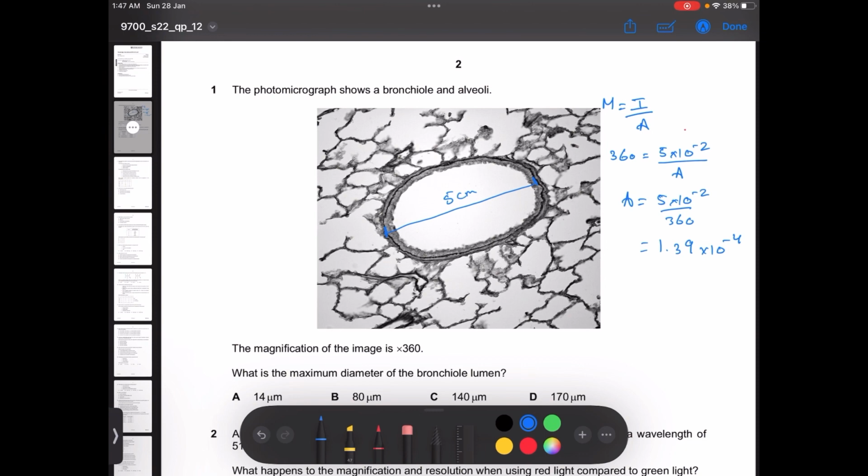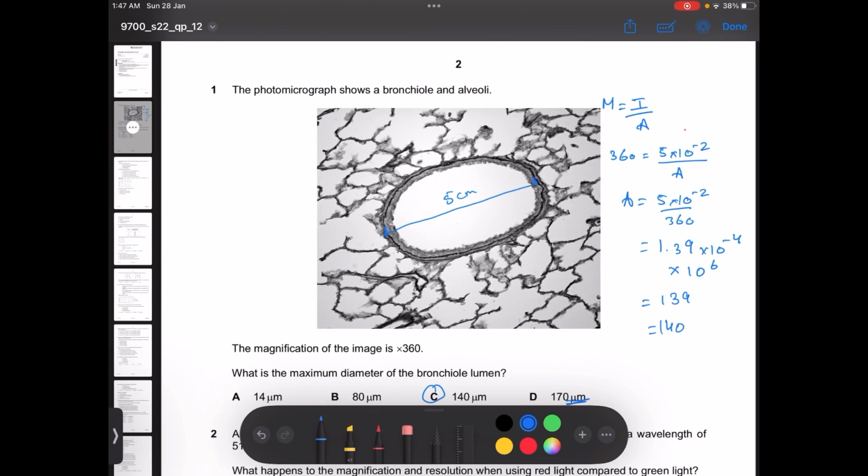This is in meter, and here the options are given in micrometer. So I need to convert this actual size into micrometer by multiplying it with 10 to the power plus 6, which is equal to 139. So it will be equal to 140. So the answer is C.